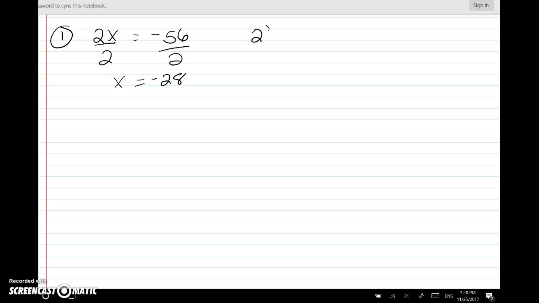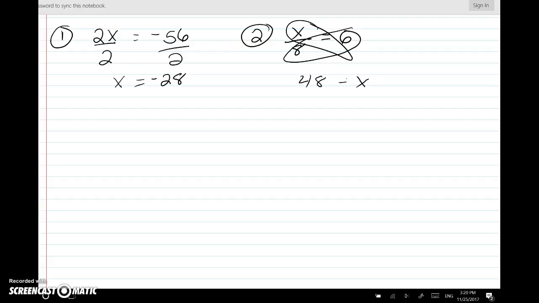And problem number 2 is going to be x divided by 8 equals 6. Again, you could solve this one any way you want to. Put your answer in the box when it appears. I'm going to go ahead and just cross multiply. 6 times 8 is 48 equals x. And I'm going to flip it around to make it look pretty. And here, my friends, are the answers.